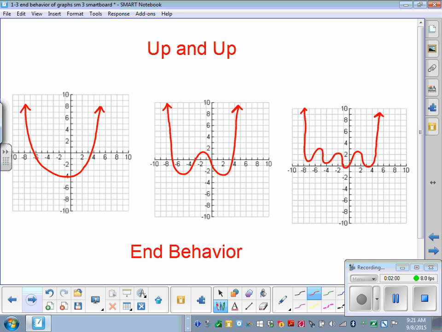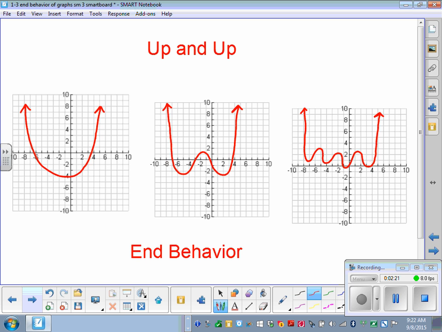Okay. So these are some examples of up and up. Looking at these functions, it's kind of interesting. This is a quadratic function. It's a smiley face. With quadratics, we either have smiley faces or frowny faces, nice round things here, U shapes. Now notice this end behavior is from left to right, up and up. Does everybody see how that's up and up?